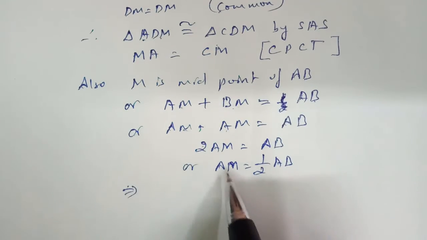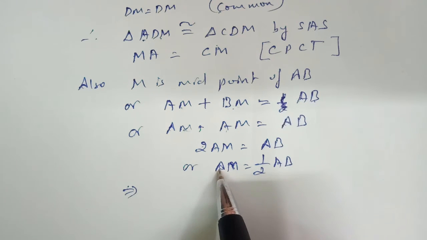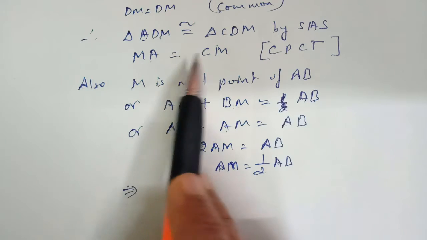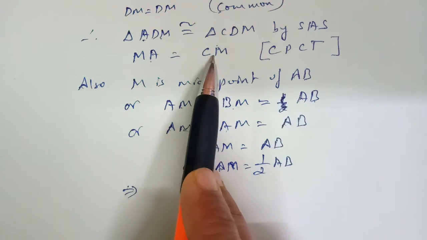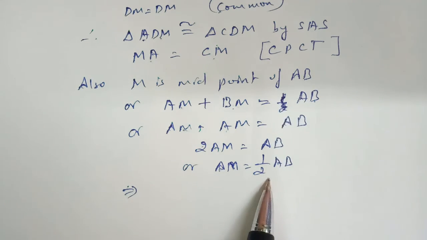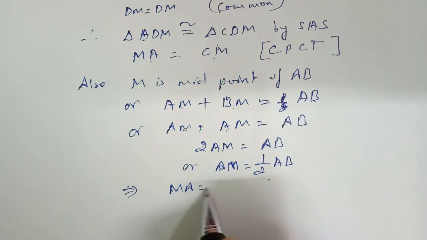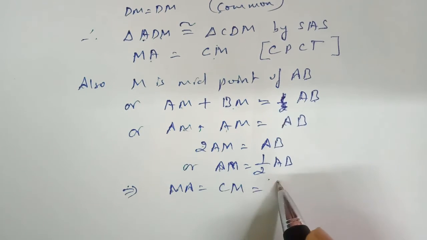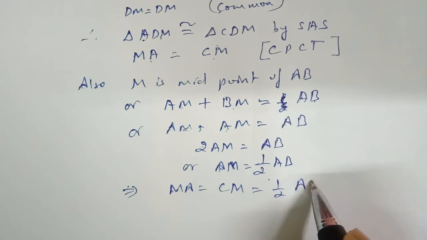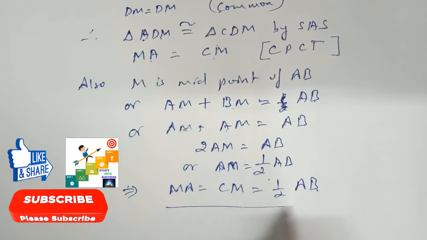This implies that AM, in place of AM we can write MA. This implies that as MA is equal to CM, so we can say MA equal to CM equal to half of AB. So this is the third part which we had to prove.